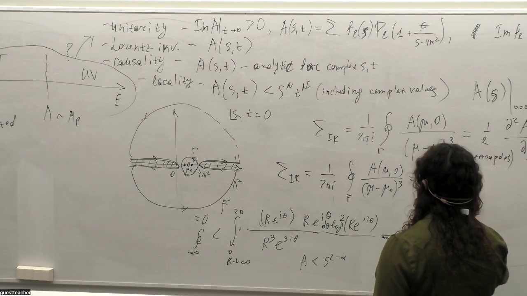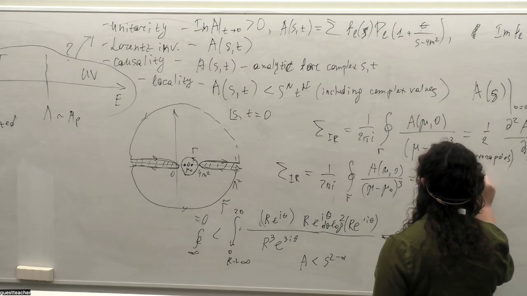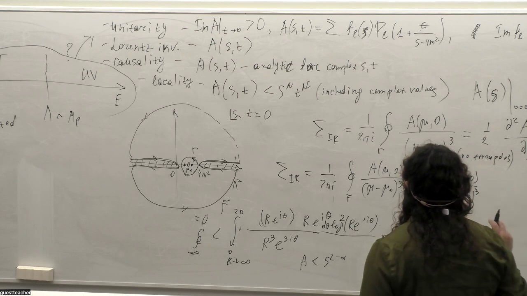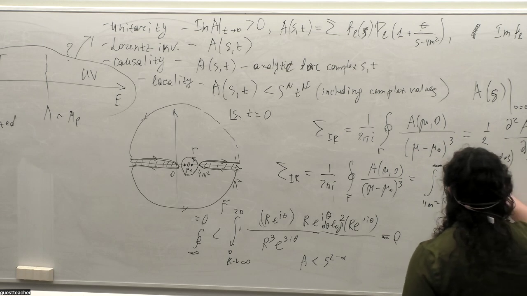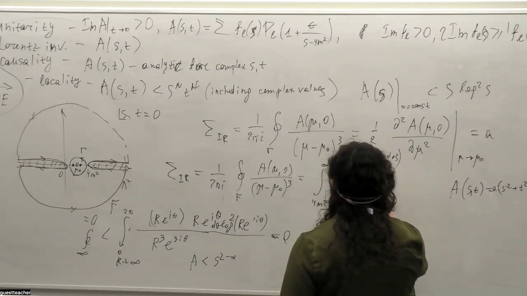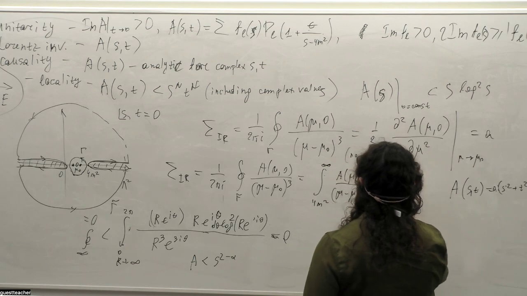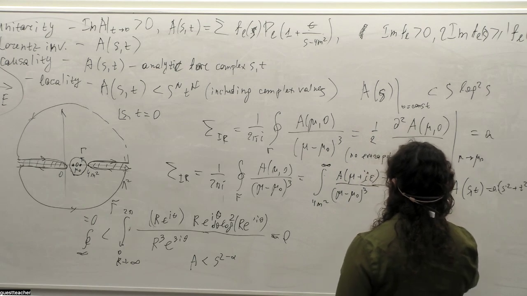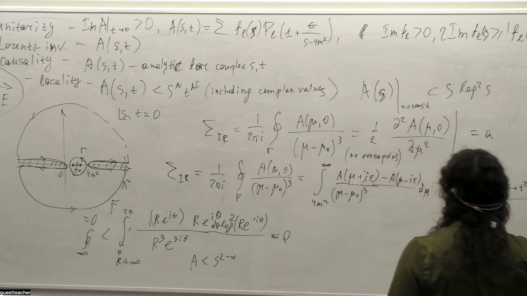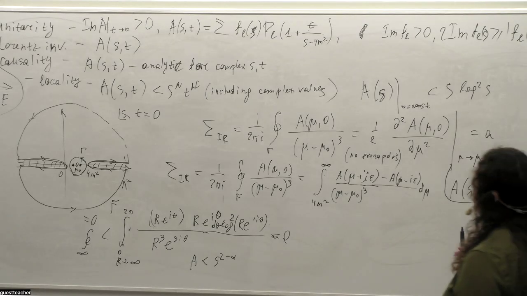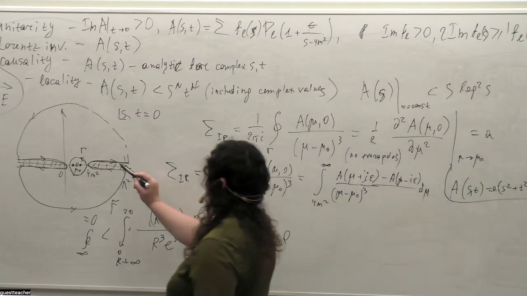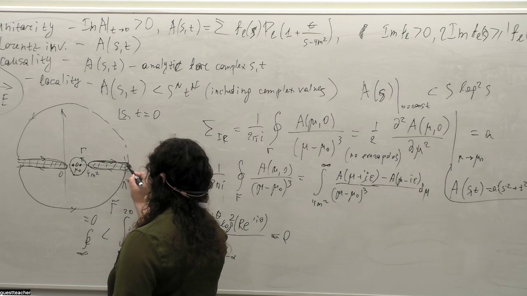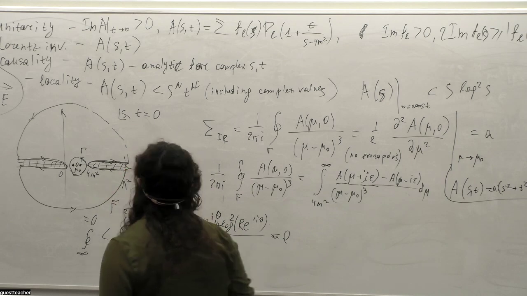And it will be an integral of a of mu 0 over mu minus mu 0 cube, A of mu plus I epsilon minus A of mu minus I epsilon, d mu. So I have to take the discontinuity of this amplitude because, since it has a branch cut here, it behaves differently here and here. They are not the same.